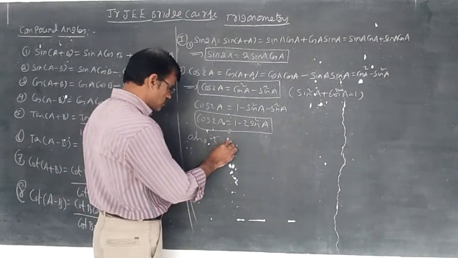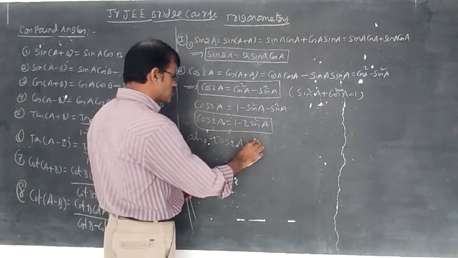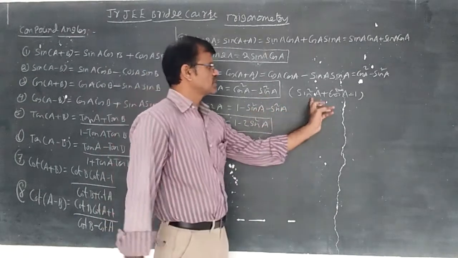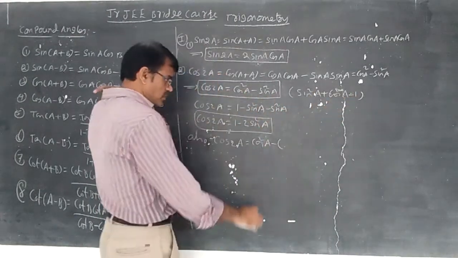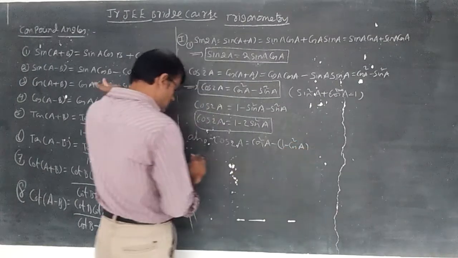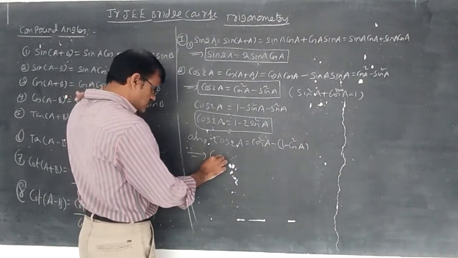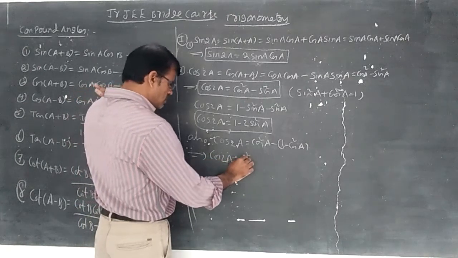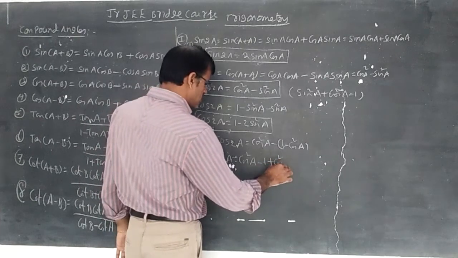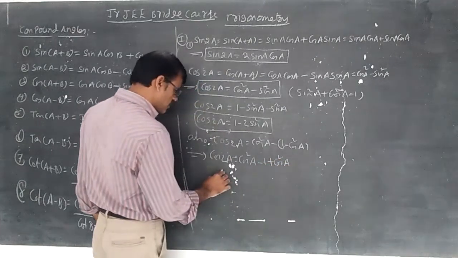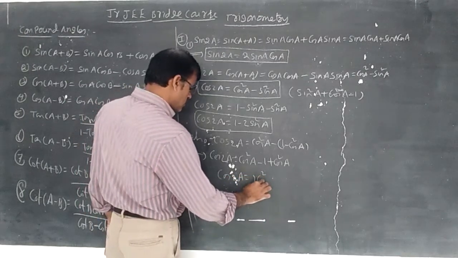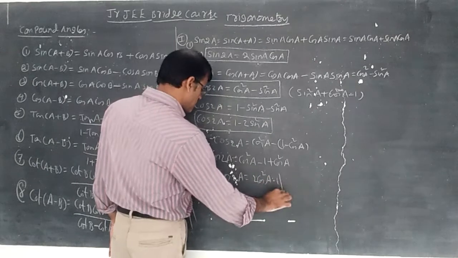Next, we can also write cos 2a is equal to cos square a minus, instead of sin square a, 1 minus cos square a. That implies cos 2a is equal to cos square a minus 1 plus cos square a. So you can write this as cos 2a is equal to 2 cos square a minus 1.